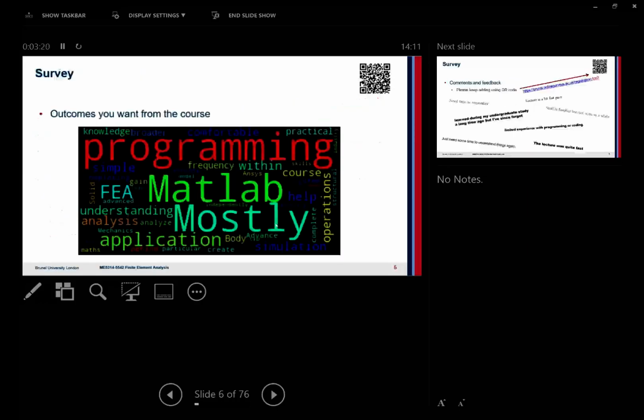Okay, so this is an overview of the feedback we got. We got about 19 people feeding back, and this is a word cloud. What this shows you is that the size of the word is proportional to how many people had that word. Probably the biggest word is "mostly"; I'm not sure what that means. But the key interest of a lot of people here is MATLAB and programming, and getting a background in that. That's good because that's what we'll do. We've also got FEA there, which is unsurprising, and then understanding, analysis, and then simulation and application.